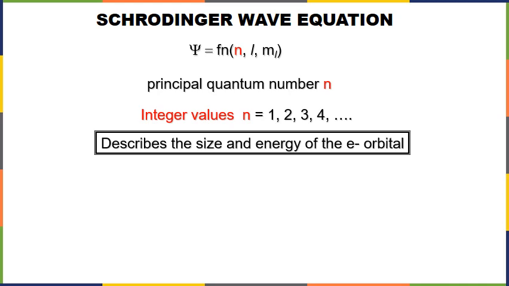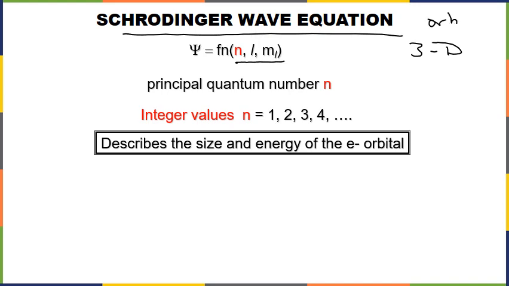So our solution to the Schrodinger wave equation is going to depend on 4 different quantum numbers. The first 3 describe the orbital itself. Remember, the orbital is the 3-dimensional space that we can find the electron. It's going to be described as a probability of finding the electron. And as soon as we determine one of these quantum numbers, the other 2 are going to depend on it.